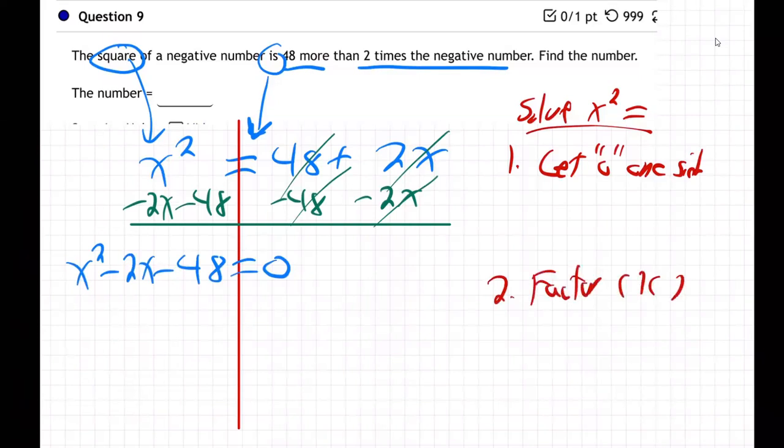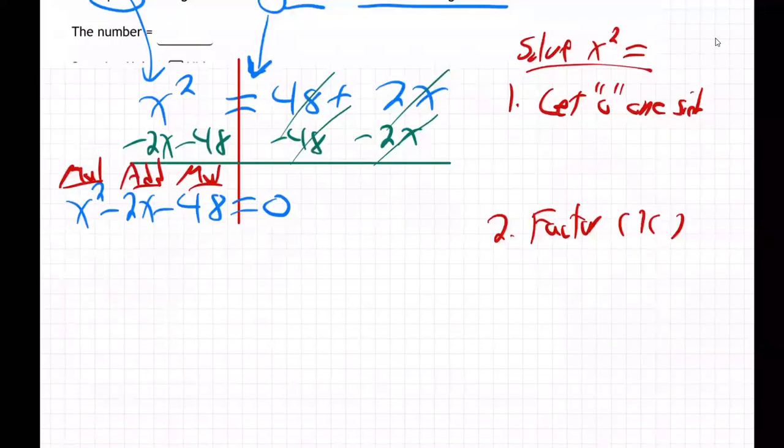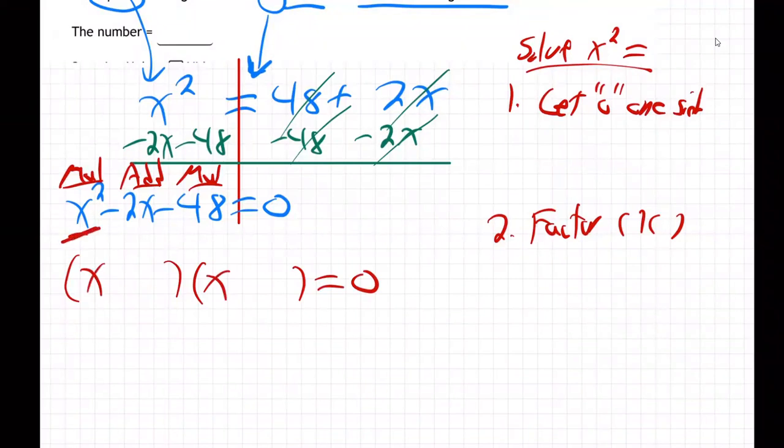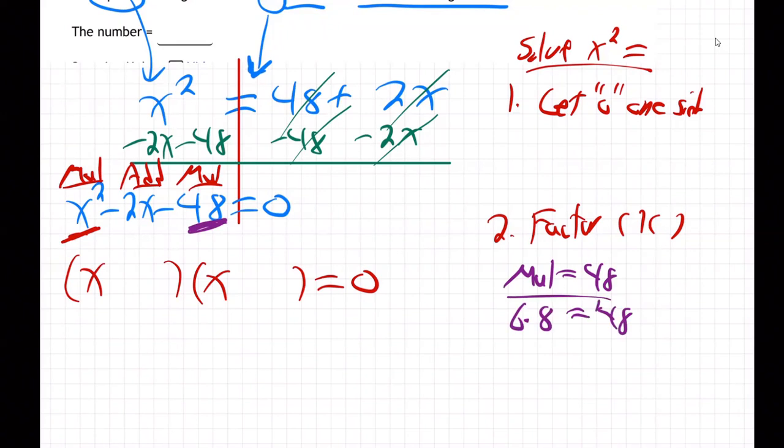Step 2, factor with the 2 parentheses. And so what multiplies, adds, multiplies. Okay, so that's going to be 2 parentheses. X times x multiplies to be x squared. Now what multiplies to equal 48? Well, 6 times 8 is 48, and probably some other things as well.